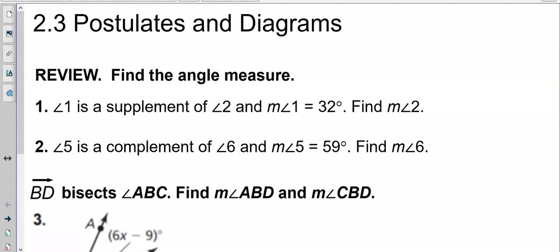All right, 2.3, postulates and diagrams. So let's first review some concepts. Find the angle measure. So 1 is a supplement. So remember, supplement means 180. Here's a quick way I remember it.